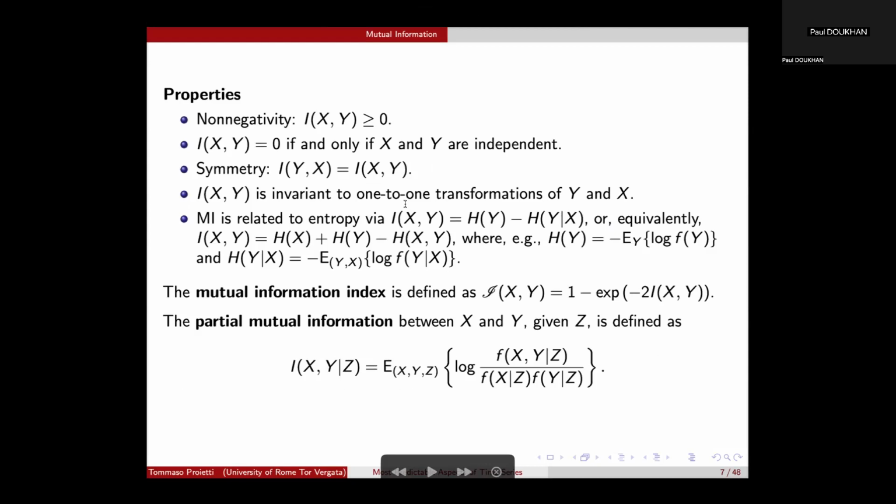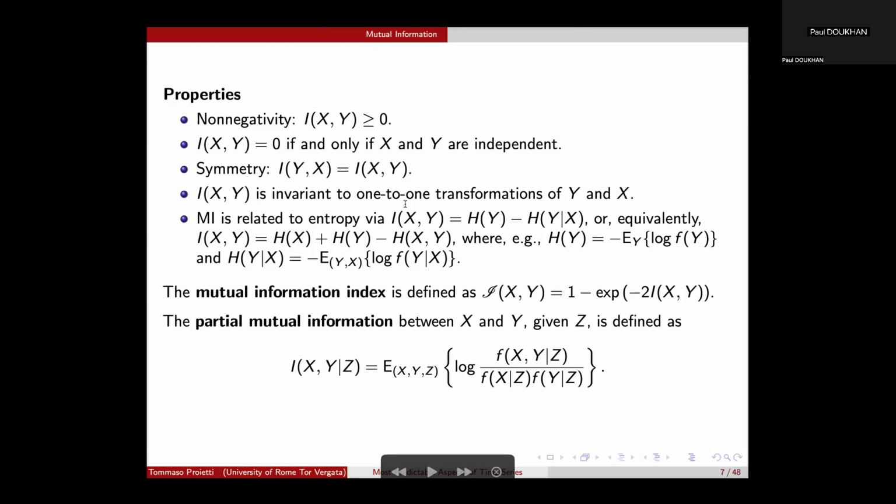So for instance, it's non-negative, of course. It's a symmetric function of x and y. And it's zero if and only if x and y are independent. Otherwise, it's positive. Then it's invariant to one-to-one transformation of y and x. And it's related to entropy via this relationship. So the mutual information is the marginal entropy of y minus the conditional entropy of y given x. Or you can reverse the role of x and y here. This is an equivalent formula, and so on and so forth.